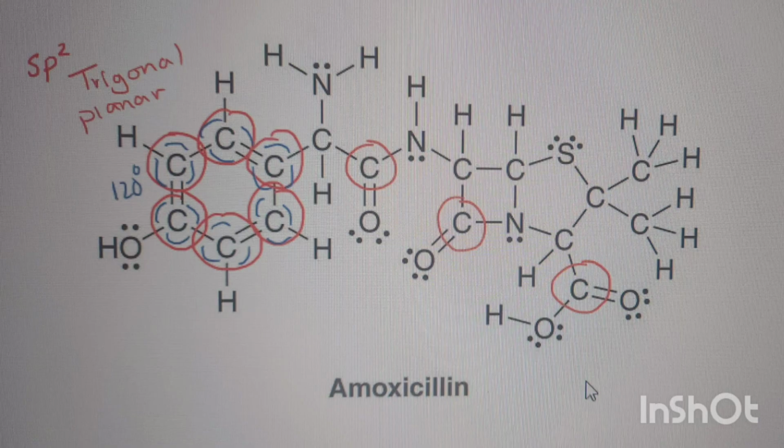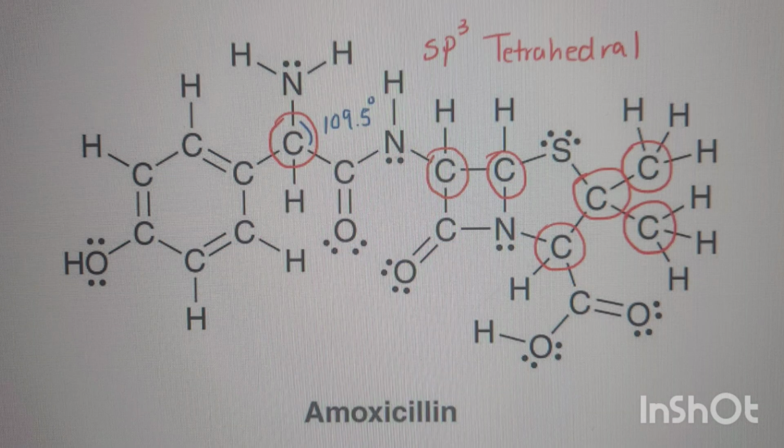The sp2 atoms make 4 bonds with 1 double bond and 2 single bonds. As a result, they have a trigonal planar geometric shape, with each angle at 120 degrees. The sp3 atoms make 4 bonds as well, but with all single bonds. Therefore, they have a tetrahedral shape with each angle at 109.5 degrees.